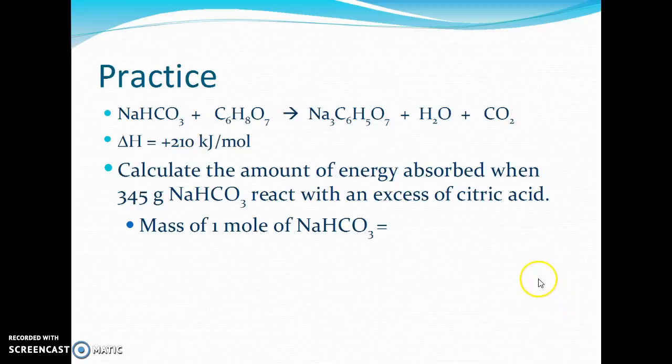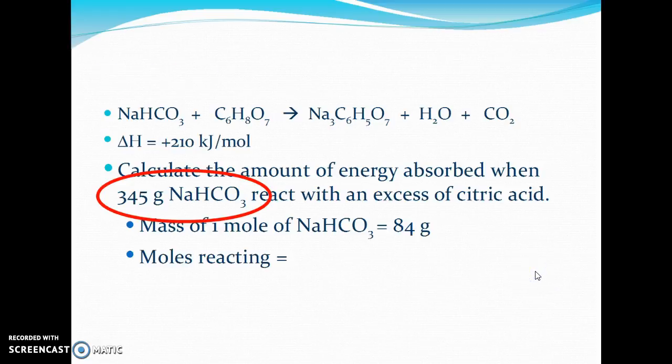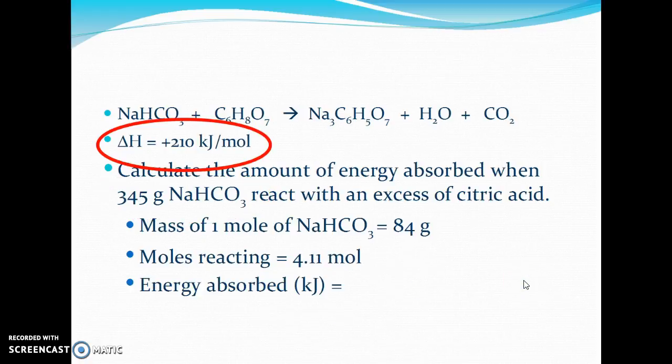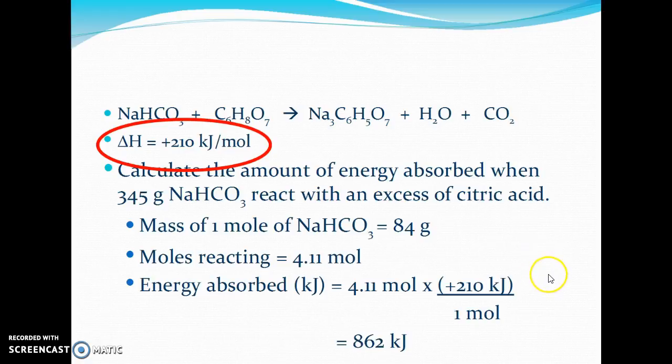So why don't you practice one with an endothermic process that you're familiar with. The amount of energy absorbed when 345 grams of sodium hydrogen carbonate reacts with an excess of citric acid. We start with 1 mole of sodium hydrogen carbonate, 84 grams. We can calculate the moles reacting in this manner. 4.11 moles. We then look to the delta H, and the energy absorbed must be 4.11 moles times the molar enthalpy. 862 kilojoules would be absorbed.